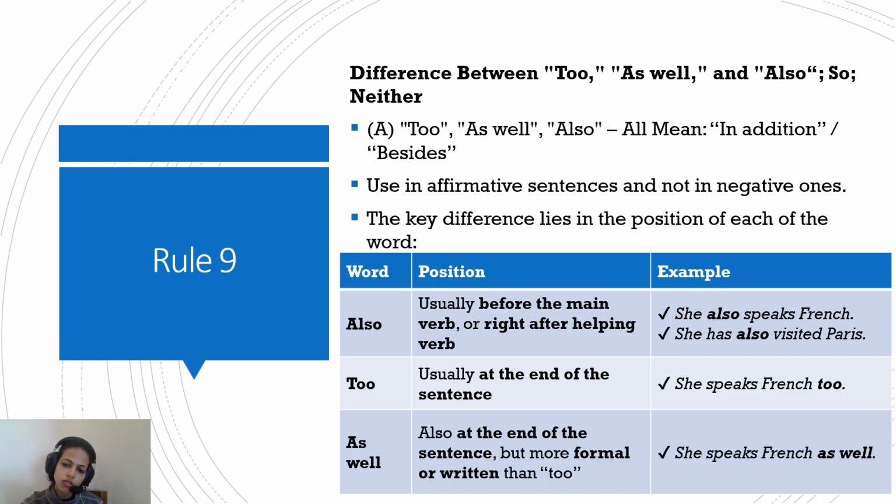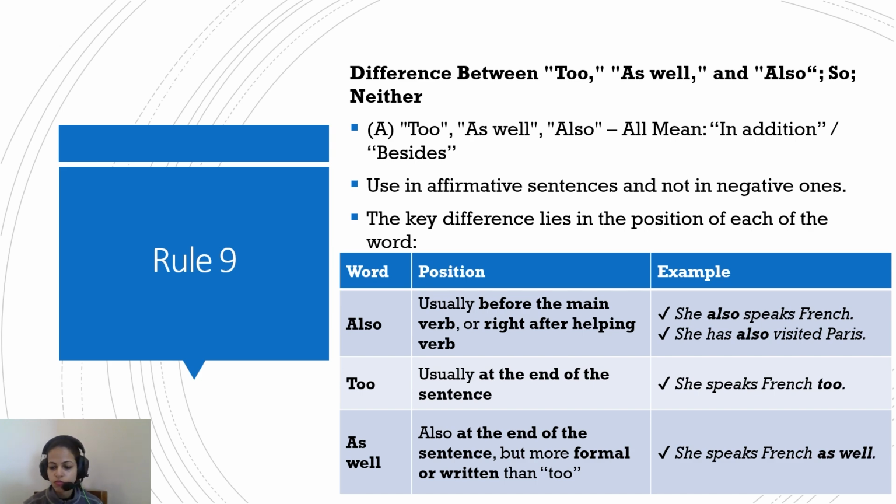It's either before speaks or before visited. Now the word too, usually at the end of the sentence. She speaks French too. "She speaks French also" is wrong, but "she speaks French too" is the right way to go. So if you have to put the word at the end, then you cannot use the word also. You have to use too or as well. Also at the end of the sentence is a more forward way to go. So, she speaks French as well.